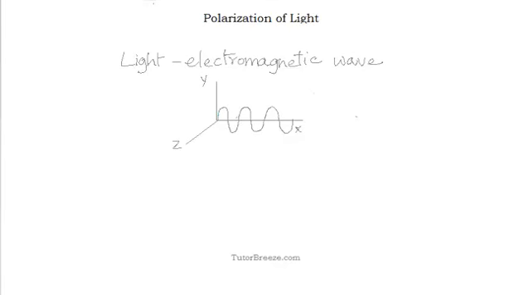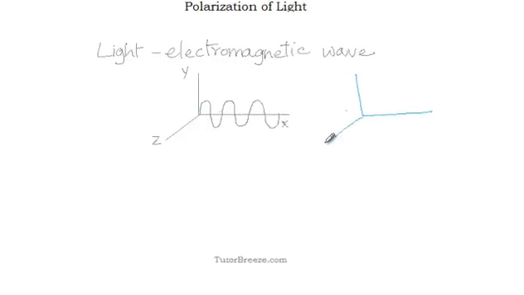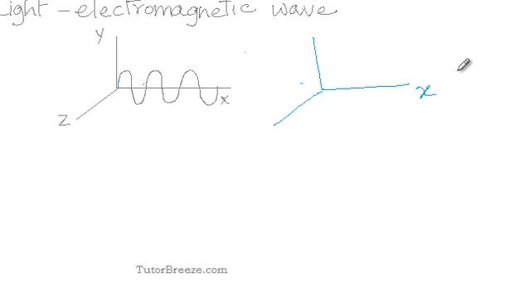Now instead of the y direction, say the electric field varied in the z direction. Say you had a case in which this is the x direction and the wave is traveling in this direction, but the electric field vector is in this direction. So you once again have a linearly polarized wave which is polarized in the z direction.